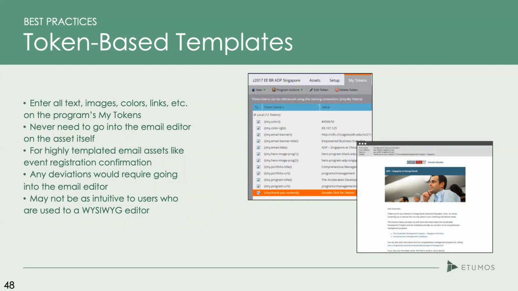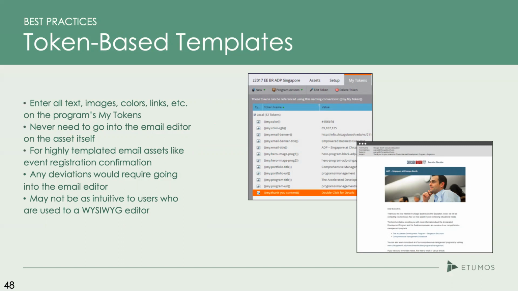This approach can work for highly templated email assets such as an event registration confirmation email, where only the event name, time, and location might change. You might already have these values as tokens on the event program anyway.